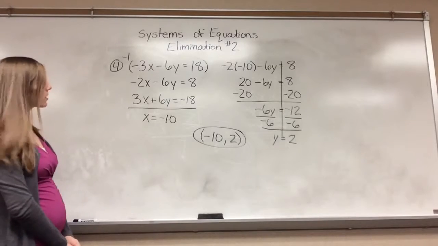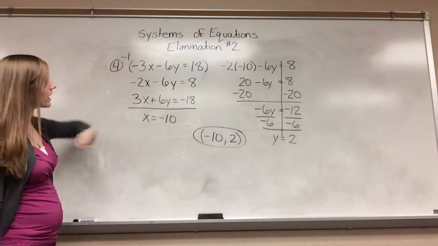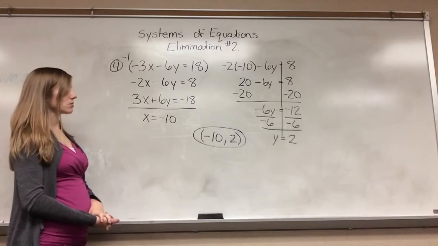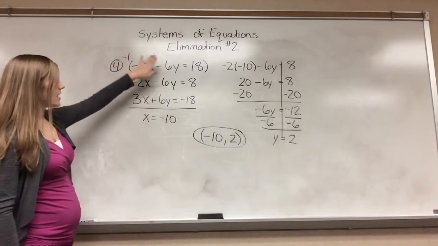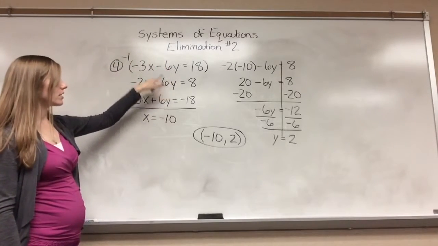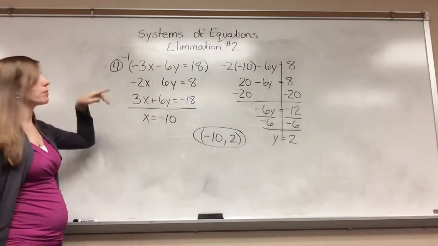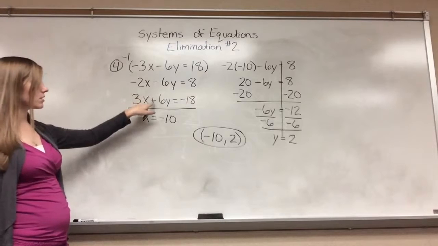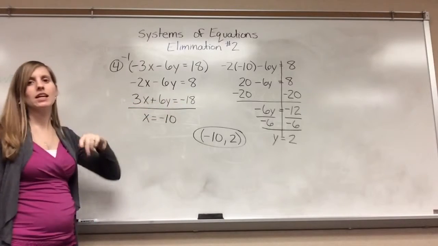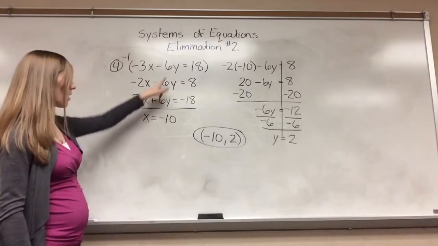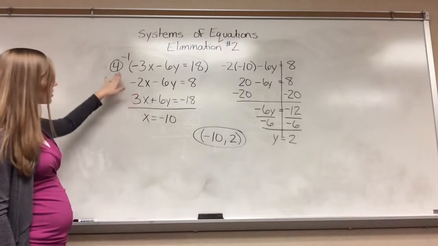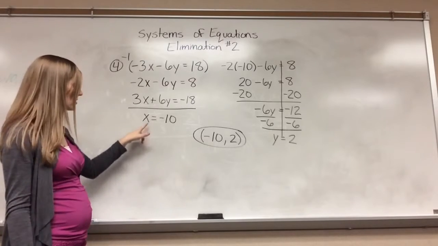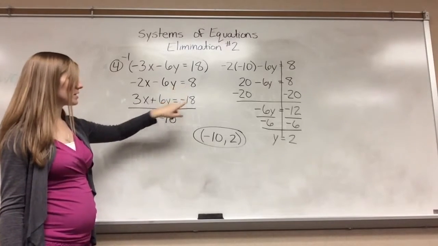For problem number 4, our equations were negative 3x minus 6y equals 18 and negative 2x minus 6y equals 8. I noticed that my y's had the same letter, same number, but the same sign. So I multiplied the first equation by negative 1, which gave me positive 3x plus 6y equals negative 18. And then I was able to cancel out the y's, okay, because they're opposites. So negative 2x plus 3x is 1x, which is the same thing as just x. And that equals 8 plus negative 18.